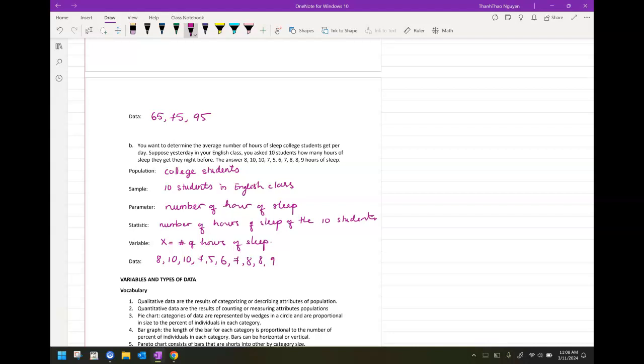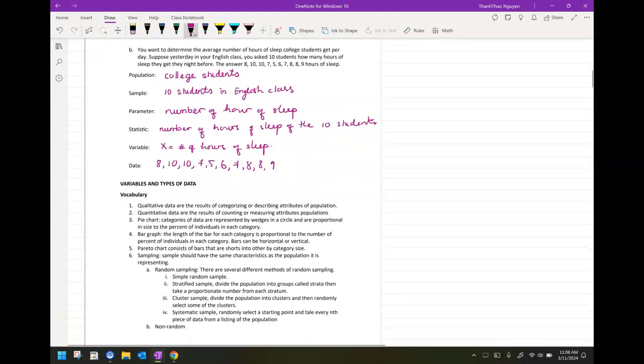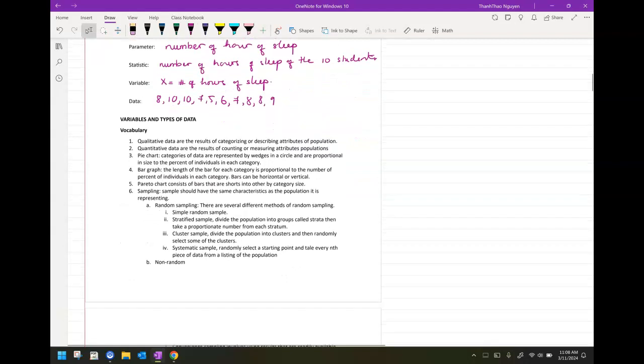When we're collecting data, we have different types of variables and different types of data. So here we have some vocabulary, and I'll let you read it on your own. However, the first two things I want you to pay attention to: qualitative data are the result of categorizing or describing attributes of a population. Quantitative data are the result of counting or measuring attributes of a population. So one you can count, and the other is more about categorizing.